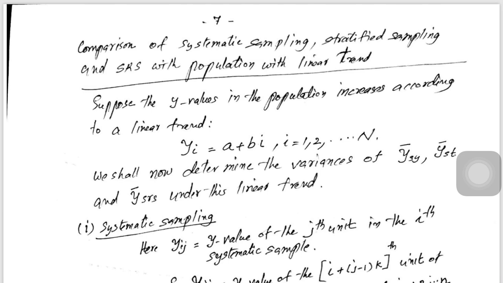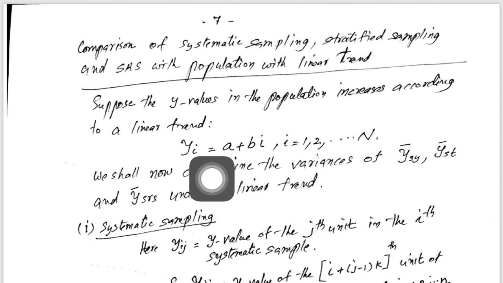But you assume that the y value of the population is increasing according to a linear trend, which is given here: yi equal to a plus bi, i equal to 1 to N. If there are N units in the population, the y values are modeled by this a plus b into i. This is a straight line. You are familiar with this straight line. a is the y-intercept and b is the slope of the line.